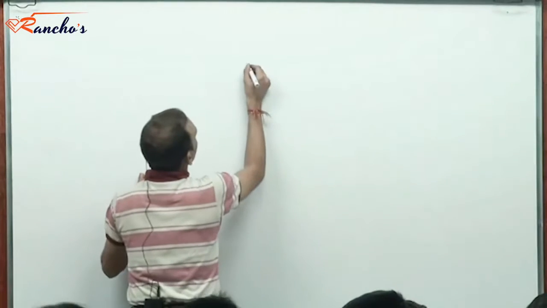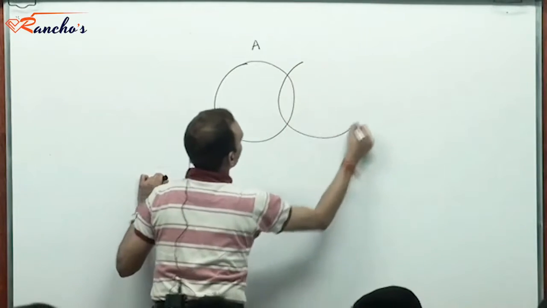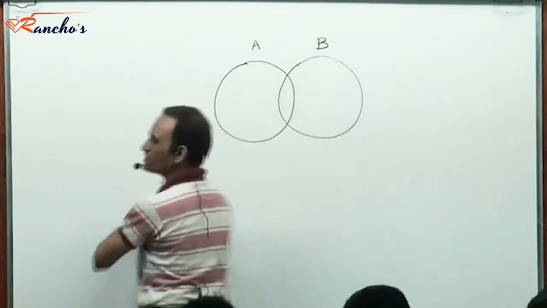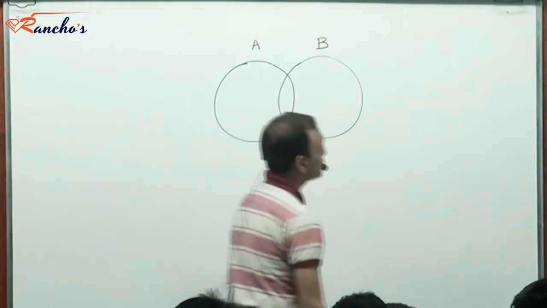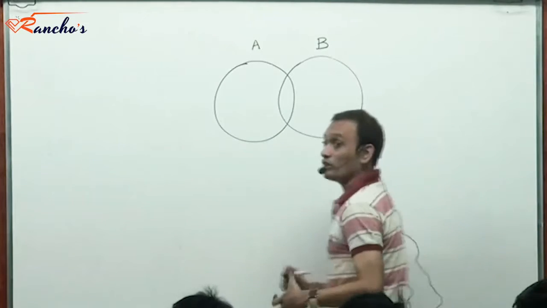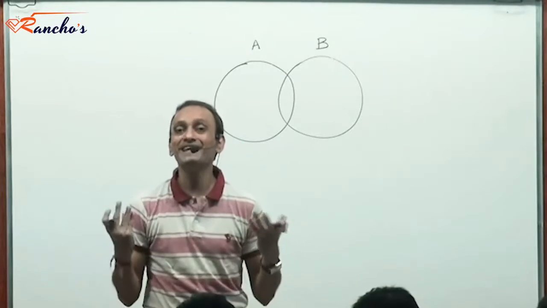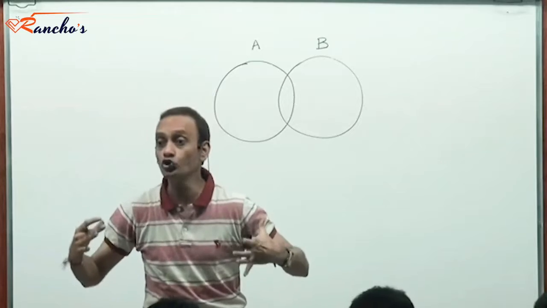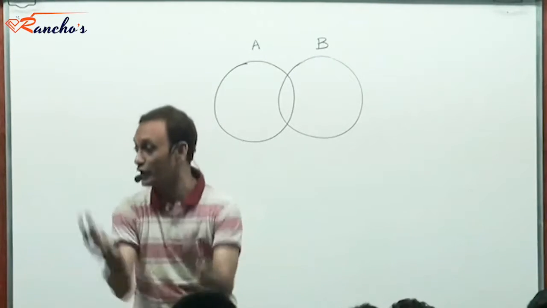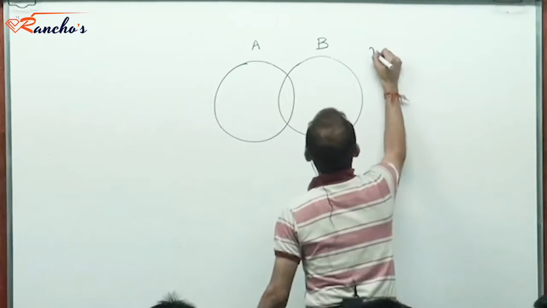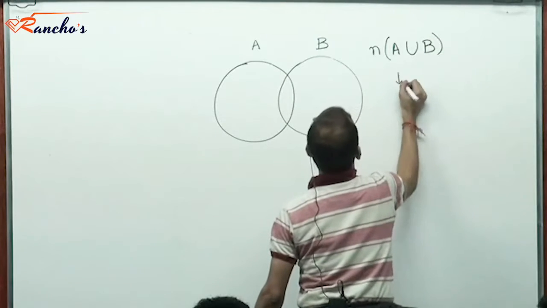If there are two sets, a set A and a set B, and you want to find the number of elements in A or B, that's written as A union B. The number of elements in a set is also called the cardinality of the set. If you have to find the number of elements in A or B, that's referred to as A union B.